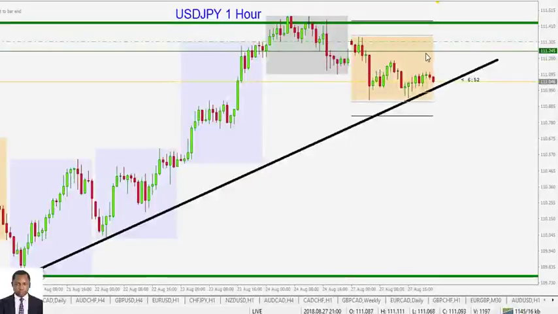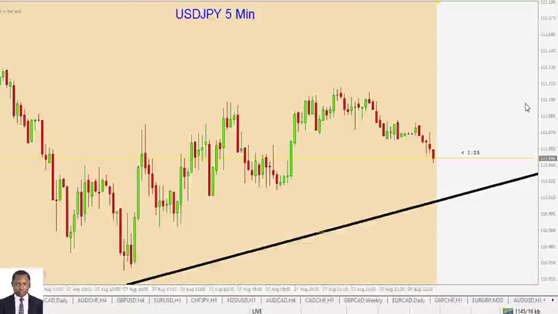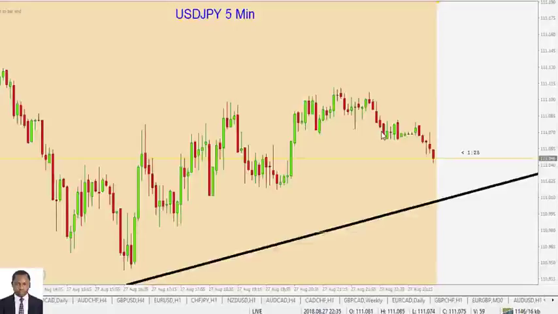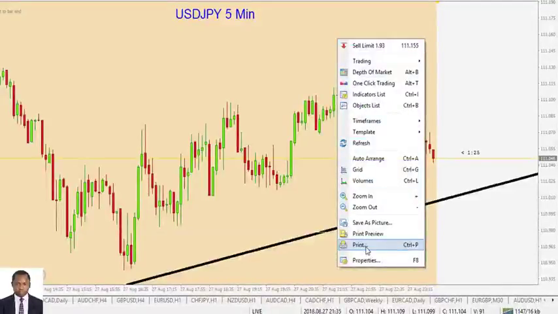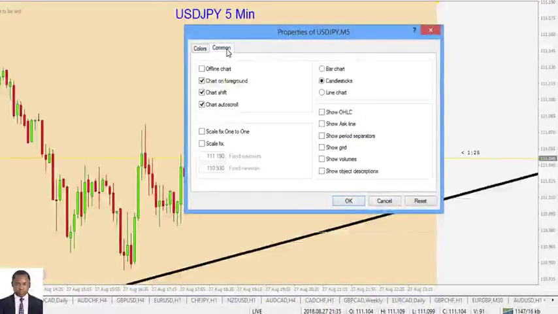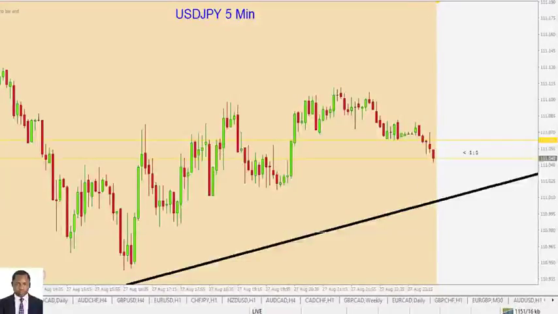On the other hand, this is another way to do it. You can go to the 5 minutes time frame to know your spread cost, because most traders find it quite difficult to ascertain their spread cost. Right click on the chart, select properties, go to common, select show ask line. Just check that box and click OK. So you are going to see the actual price level right here. You are going to see the ask line.